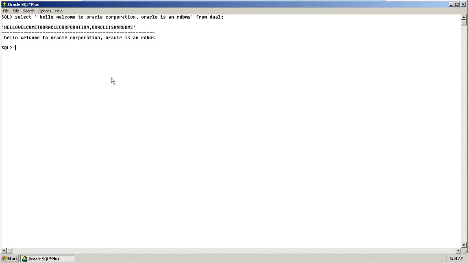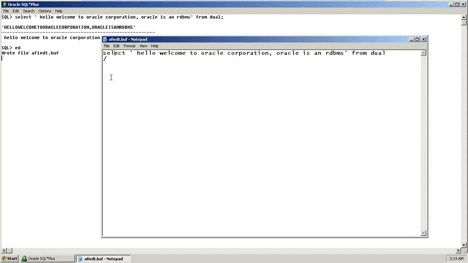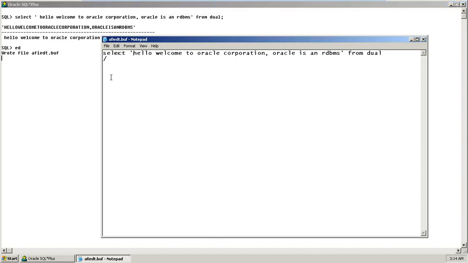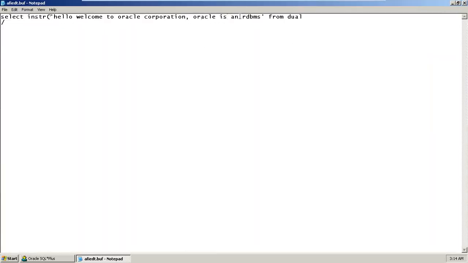In this string, I want to search for Oracle, where the word Oracle is located. For that, I can use the function INSTR. INSTR means inside the string. INSTR is the function. Then this is the string.